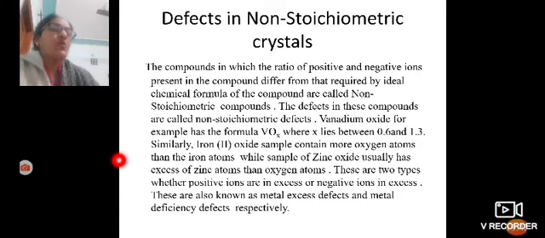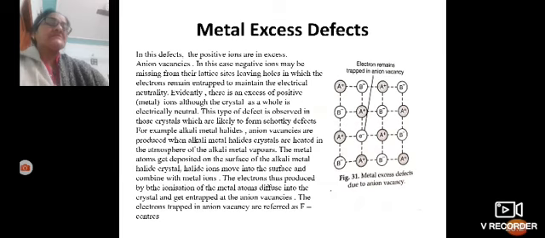Similarly, iron(II) oxide samples contain more oxygen atoms than iron atoms, while samples of zinc oxide usually have an excess of zinc atoms than oxygen atoms. There are two types, whether positive ions are in excess or negative ions in excess. These are known as metal excess defects or metal deficient defects respectively. So we discuss one by one.